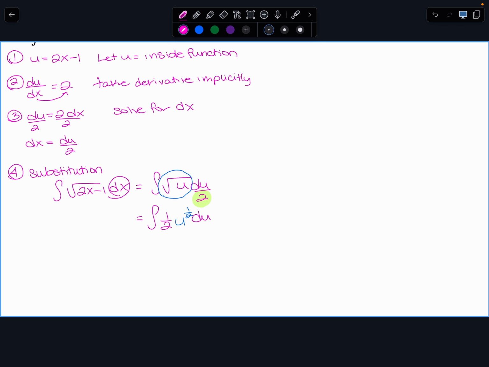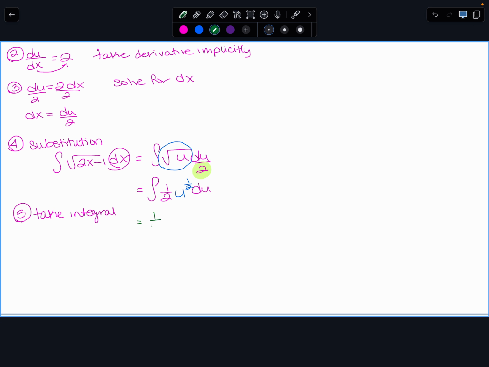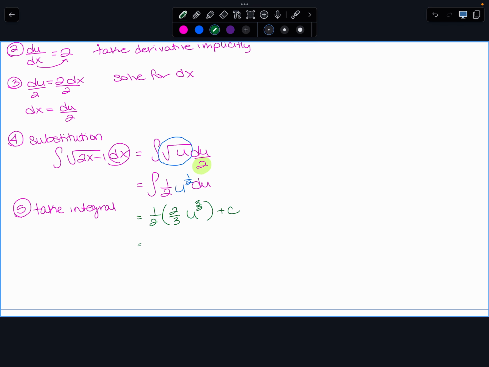So now, step 5, take the integral, or the antiderivative, whatever you want to call it. So I have my 1/2. I add 1 to the exponent, multiply by the reciprocal, and add a plus c. So I get 1/3 u to the 3/2 plus c.